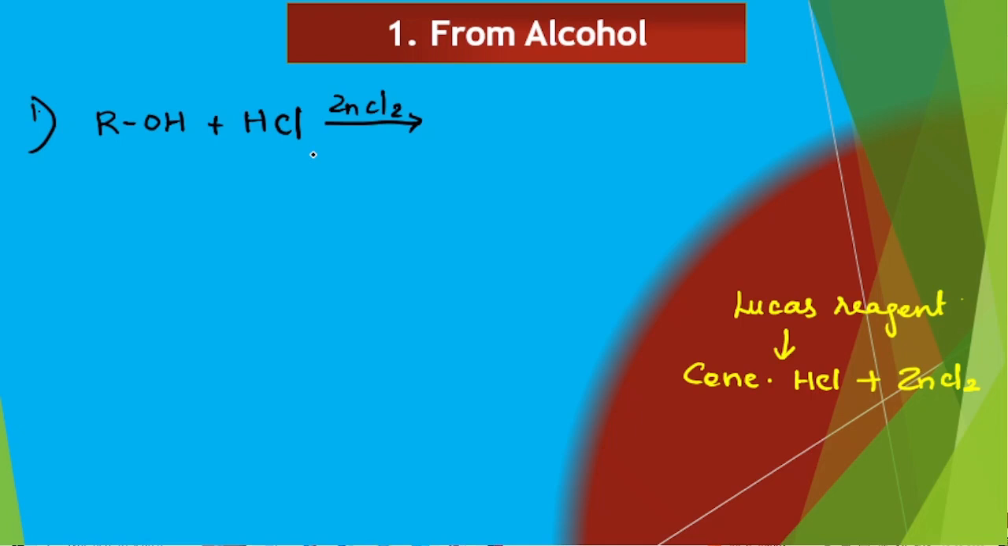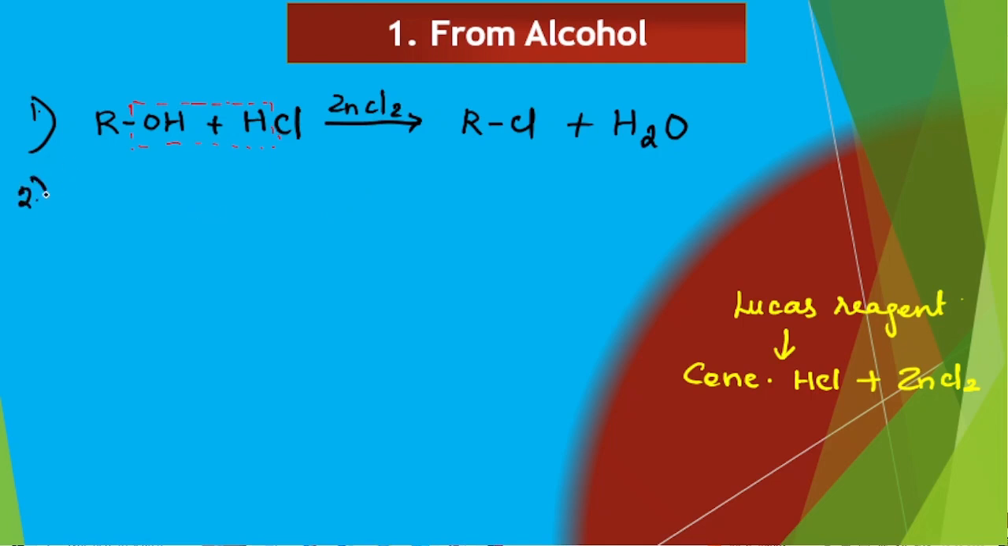What will I get? Observe clearly here. This OH and this H will go out as H2O, water. Now what is remaining? R and Cl remain, so it will come out as RCl. The ZnCl2 is just helping the reaction, like a catalyst, that's all. It is not involved in the reaction; it just makes the reaction happen. So the OH and H come out as H2O, and R and Cl come out as RCl. Clear? Easy, no? You can easily remember this reaction.